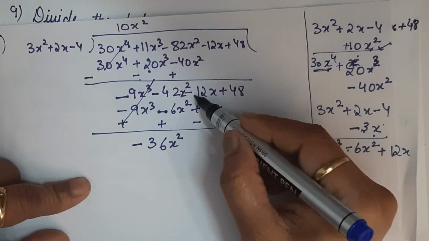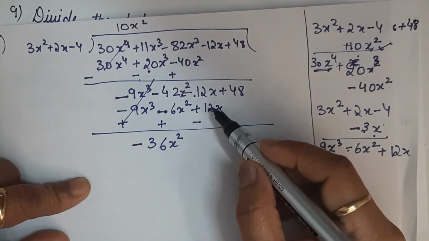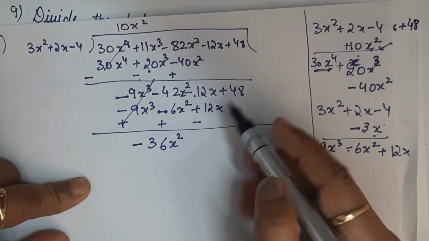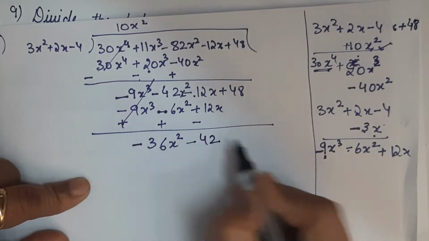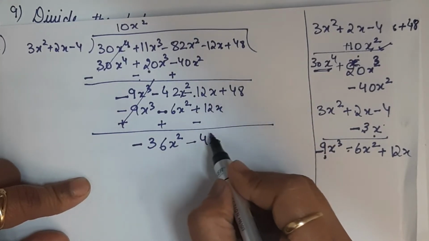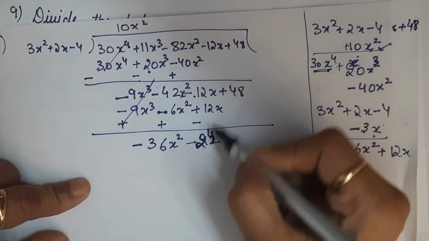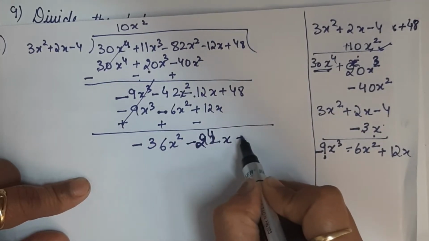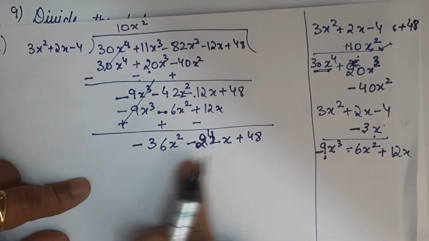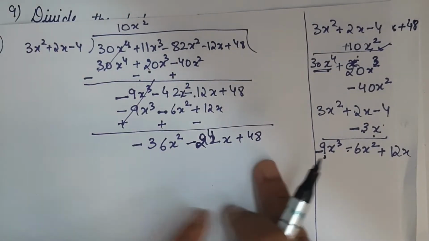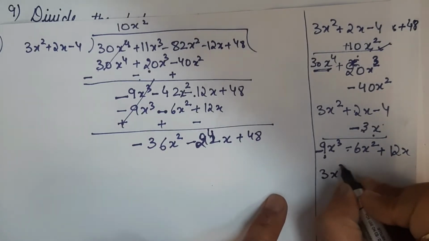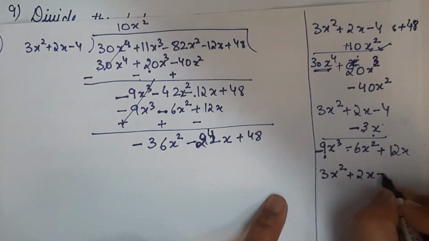Now this is also in negative, this is also in negative, so we don't have to cancel it. Both are in negative, so minus 24, sorry, 2 fours, 24. Okay, minus 24x plus 48. Now this equation is left with us. Again write the divisor over here. Very carefully we have to do such type of questions actually.